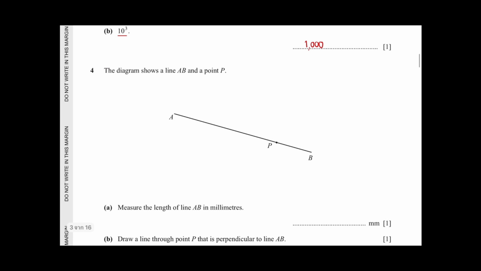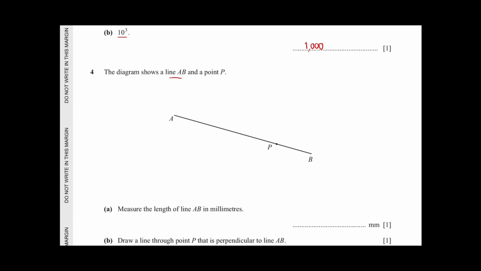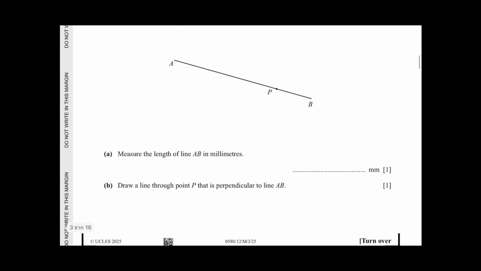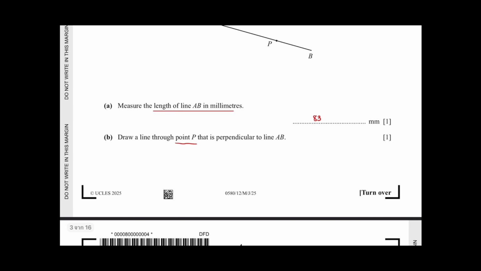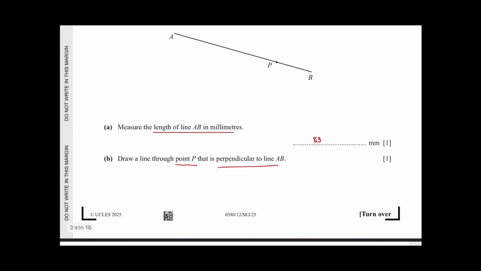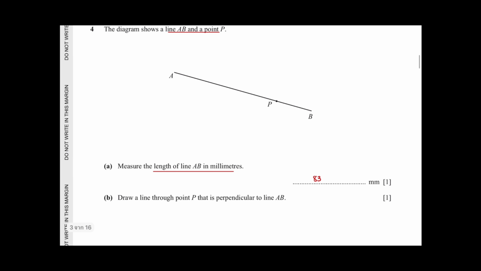Question 4. The diagram shows a line AB and a point P. Measure the length of line AB in millimeters, so it is equal to 83. And draw a line through point P that is perpendicular to AB. So it will be this. Okay.